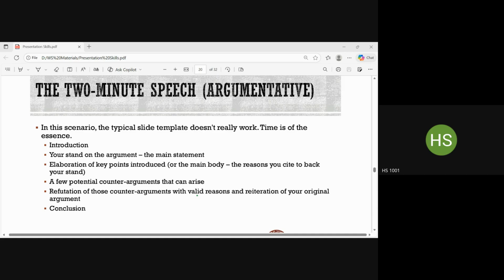When you're asked to make a 2-minute speech, you might not get a lot of preparation time. It can be very impromptu. So you can't really think in terms of a slide deck. Rather, you have to think in terms of how you're going to structure your oral presentation. An introduction will most certainly be there. Then you state your position on that argument or on that subject.